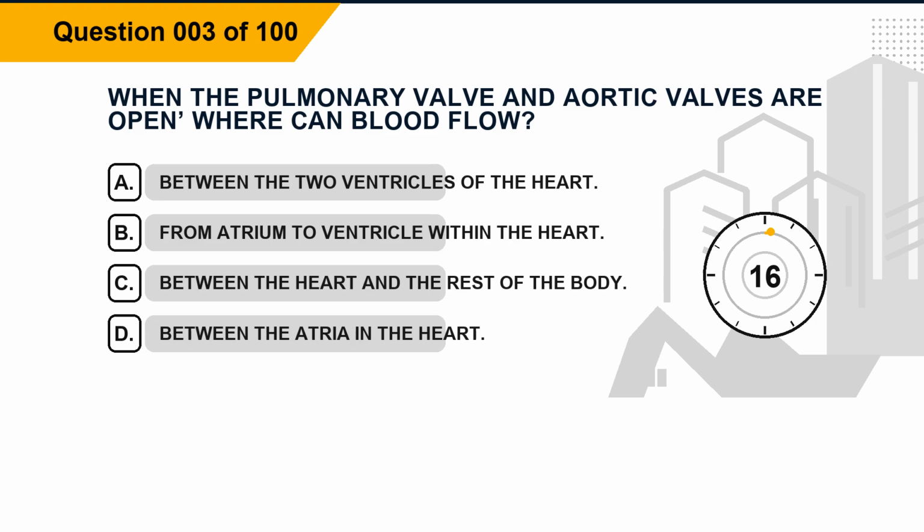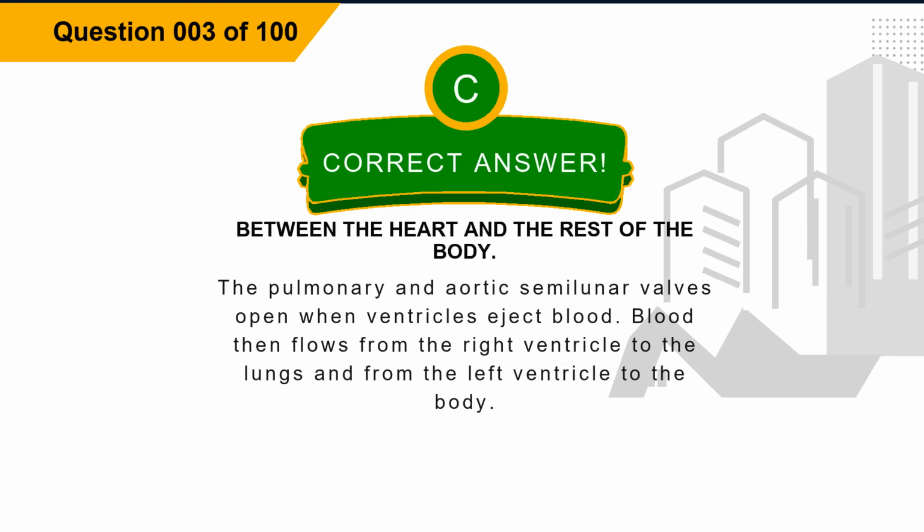Question 3. When the pulmonary valve and aortic valves are open, where can blood flow? Option A, between the two ventricles of the heart. Option B, from atrium to ventricle within the heart. Option C, between the heart and the rest of the body. Option D, between the atria and the heart. The correct answer is option C, between the heart and the rest of the body.